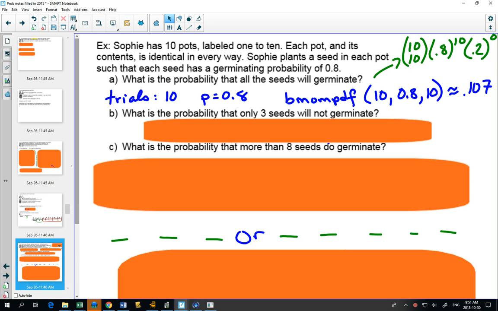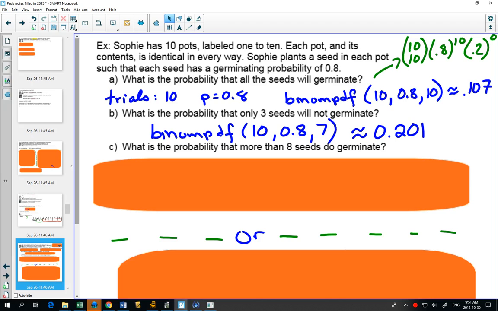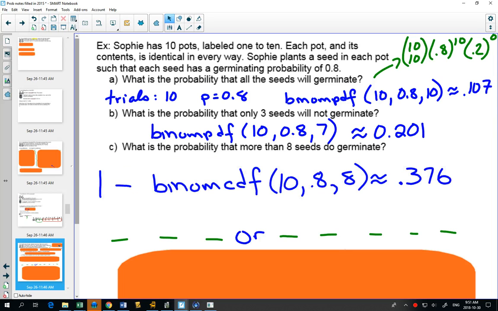What is the probability that only 3 seeds will not germinate? How many successes would that be? 7 successes. And what is the probability that more than 8 seeds germinate? So this means either 9 or 10. One way you could do that is use your binom CDF and say if you counted up all of the ones from 0 to 8, subtracted from 1 or 100%, right? You've got a 38% chance that 9 or 10 seeds will germinate.